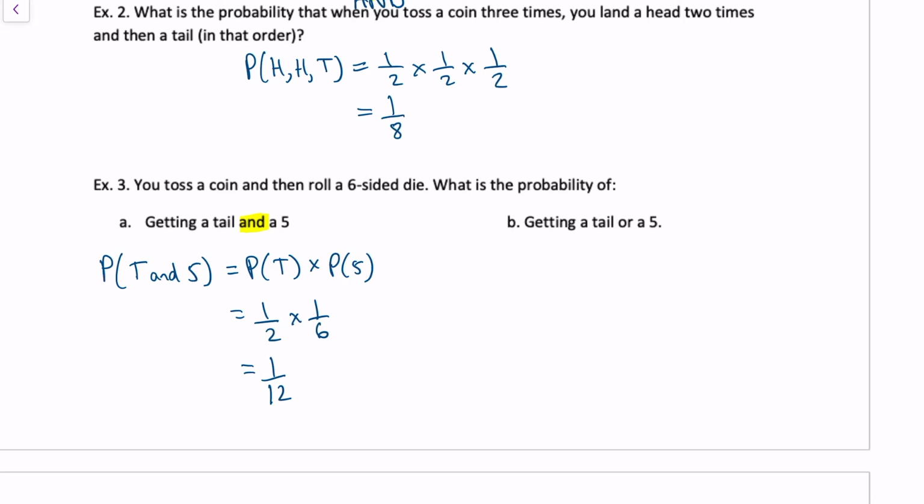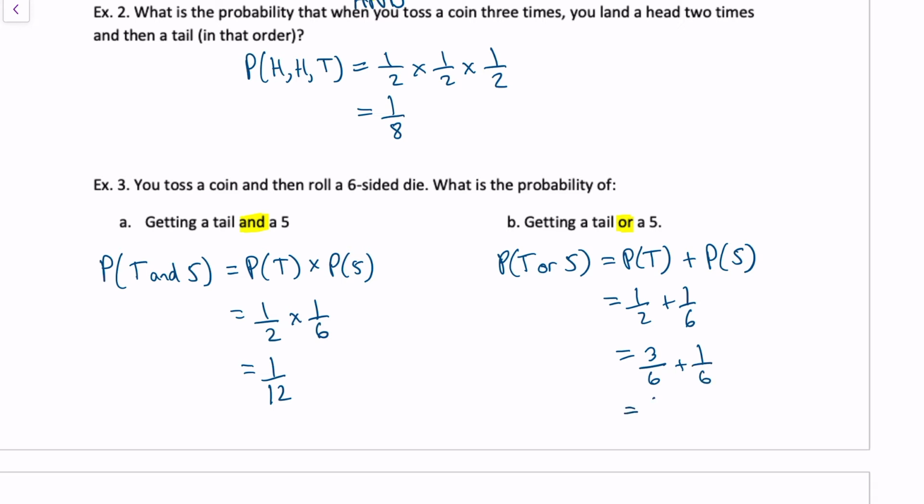And if I change that to getting a tail or a 5, then like before, I'm now into this "or" situation where it's one event or the other, so the probability of a tail, plus the probability of the other one, the 5. So I've got 1/2 plus 1/6. So 1/2 because that's the probability of a tail, and this 5, there's 1 five on a 6-sided die, so it's 1 out of 6. So if we make a common denominator here, we can just add these together.